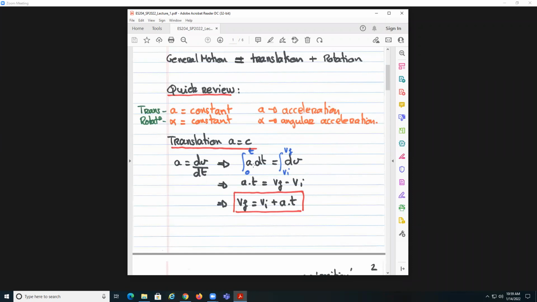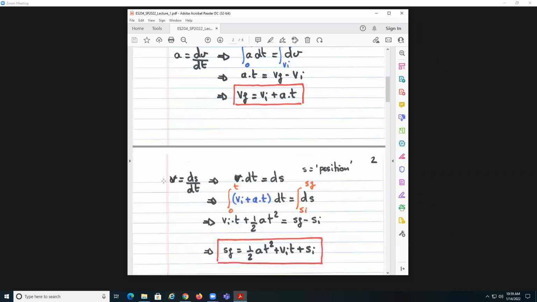Here we have v, so we separate the variables from this step to this step. Now that you separate the variables, you can integrate. We integrate and we solve for the final velocity. This will be the expression of the final velocity. Now using the second kinematic equation, v equals ds/dt, we separate the variables again, v dt equals ds. Here, remember that v is given by the expression we derived before. We substitute over here, but again, we separate the variables.